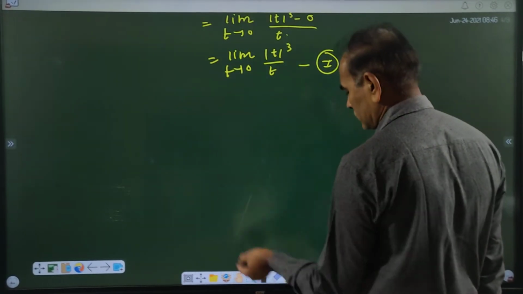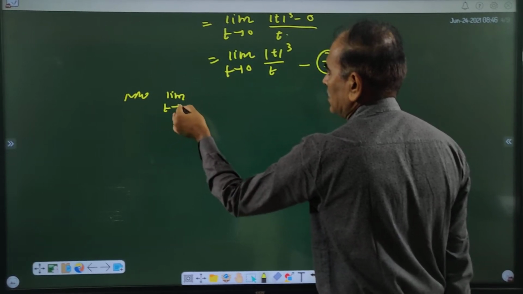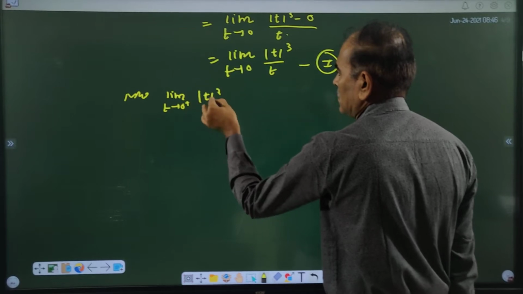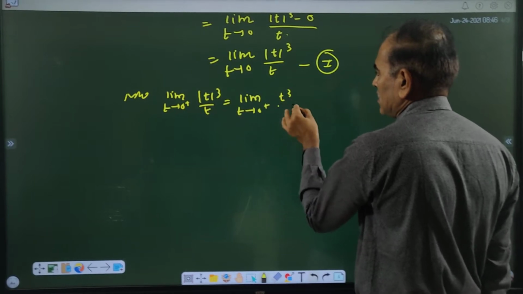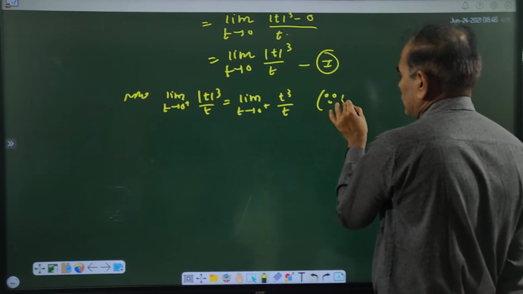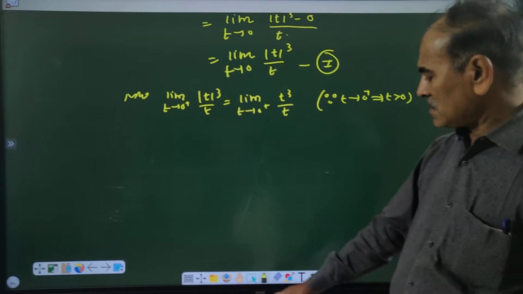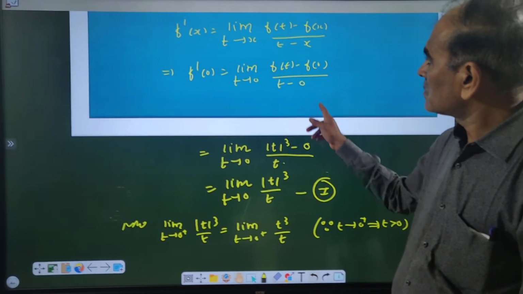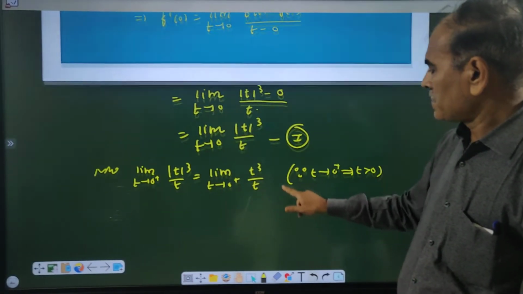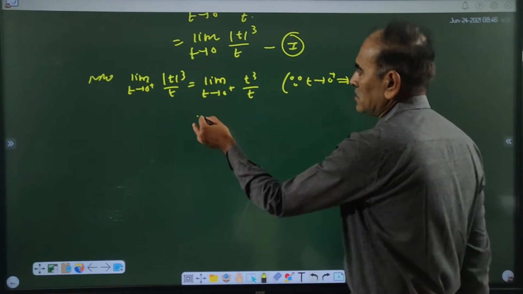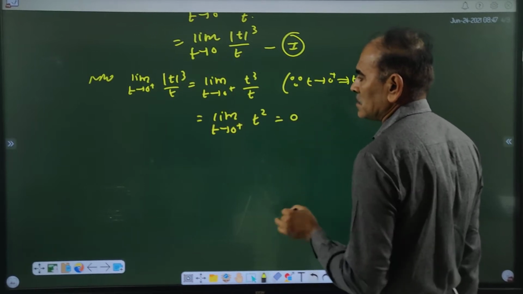So let us see how to write it now. Limit t tends to 0 plus mod t cube upon t is equal to limit t tends to 0 plus t cube upon t. Why? Because t tends to 0 plus implies t greater than 0. If x greater than 0, then f of x is x cube. If x less than 0, then minus x cube. So that is equal to limit t tends to 0 plus t square, and that is 0.